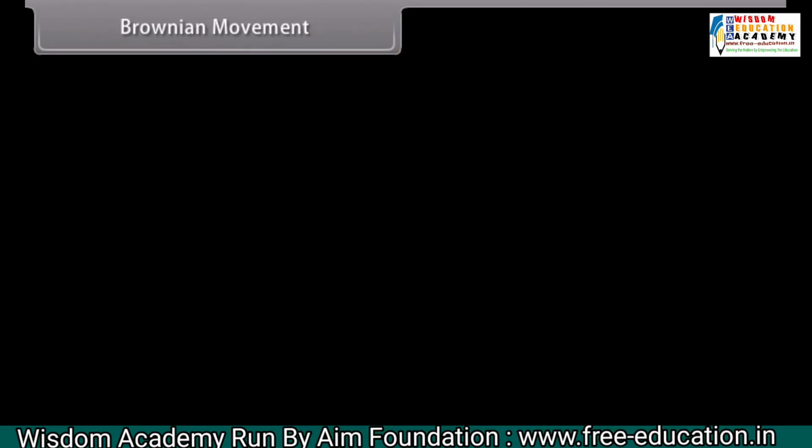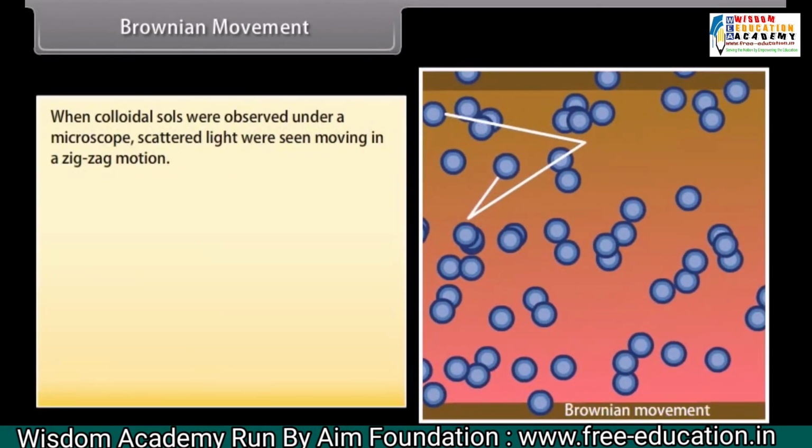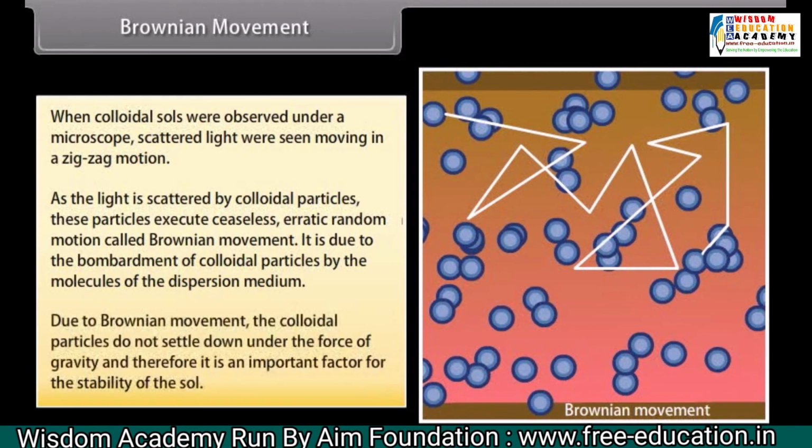Brownian Movement. When colloidal particles were observed under a microscope, scattered light was seen moving in a zigzag motion. As the light is scattered by colloidal particles, these particles execute ceaseless, erratic random motion called Brownian movement. It is due to the bombardment of colloidal particles by the molecules of the dispersion medium. Due to Brownian movement, the colloidal particles do not settle down under the force of gravity, and therefore, it is an important factor for the stability of the sol.